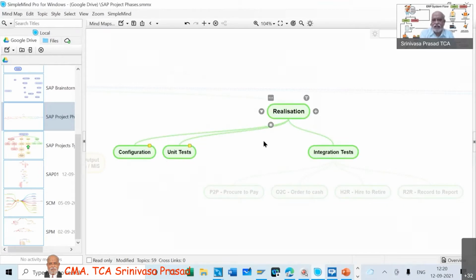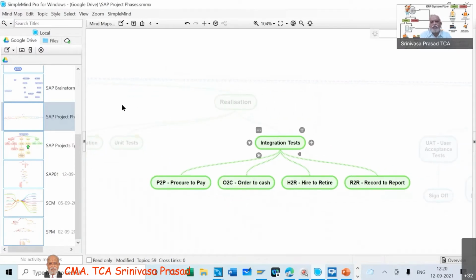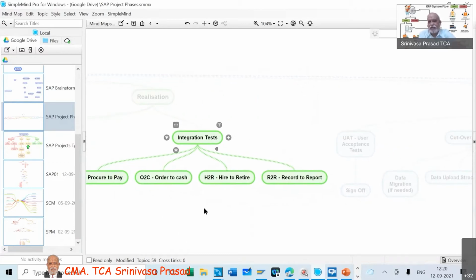And in realization, there is integration testing, and when we come to integration testing, what are all the things? P2P, procure to pay, this is a cycle. Order to cash is another cycle. Hire to retire is another cycle. Record to report is another cycle, where we finance people come in. So I have only given four examples. There are a lot of cycles.